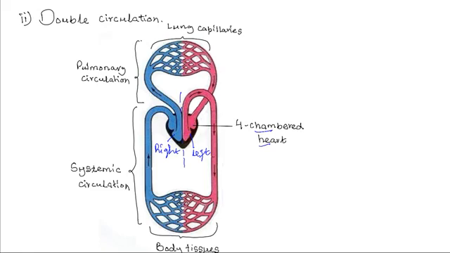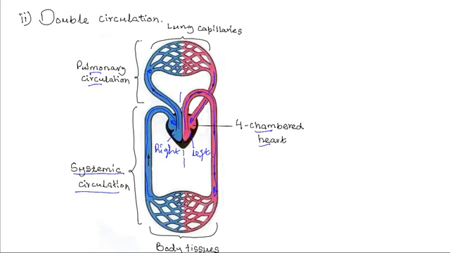In the first circulation, known as pulmonary circulation, the blood is pumped from the heart to the lungs for oxygenation, and then it flows back to the heart. That is pulmonary circulation. In the second circulation, the blood is pumped out of the heart to the rest of the body, where it provides nutrients and oxygen, and then it flows back to the heart. This second circulation is known as systemic circulation.